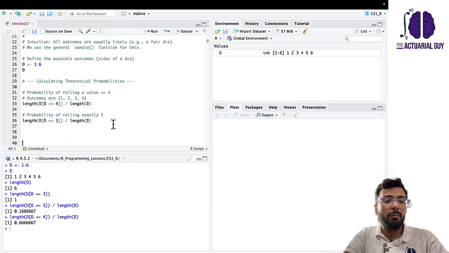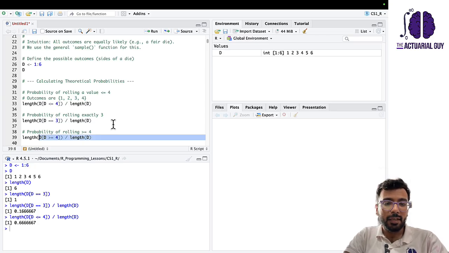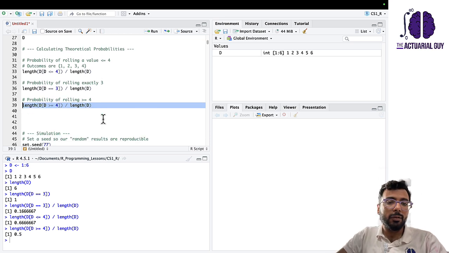If you wanted the probability of rolling a value which is greater than or equal to 4, how would you do that? You will just change this condition. We'll make this greater than or equal to 4, and then 4, 5 and 6, there are 3 values, so the probability would be exactly half. So this is how it works.